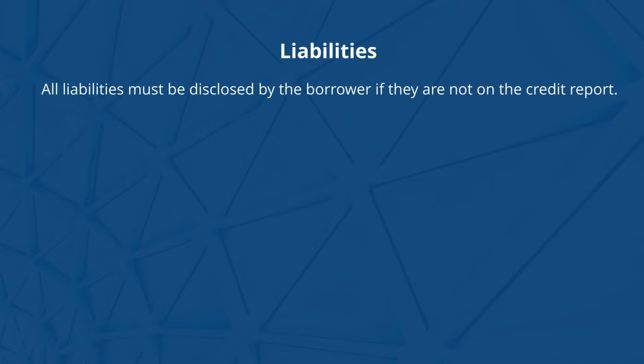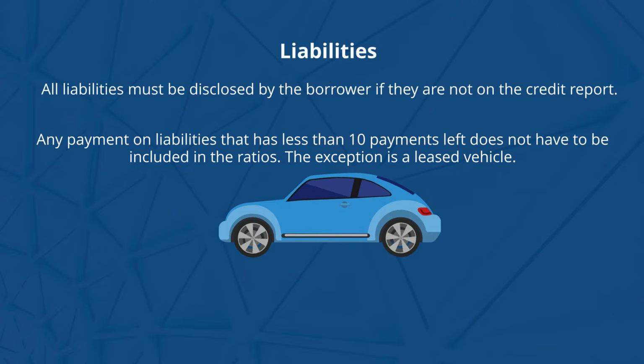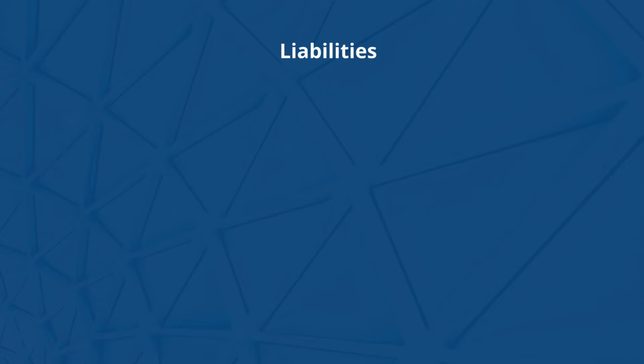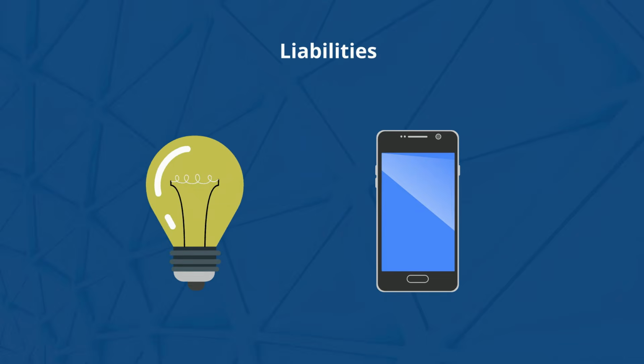Liabilities. All liabilities must be disclosed by the borrower if they are not on the credit report. Any payment on liabilities that has less than 10 payments left does not have to be included in the ratios. The exception is a leased vehicle. Payments that are not considered liabilities include things like utilities and cell phone payments.